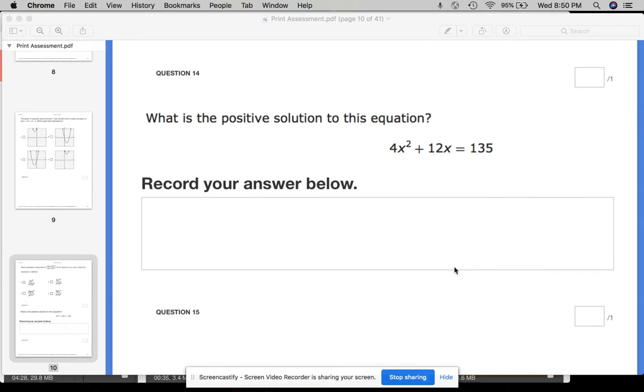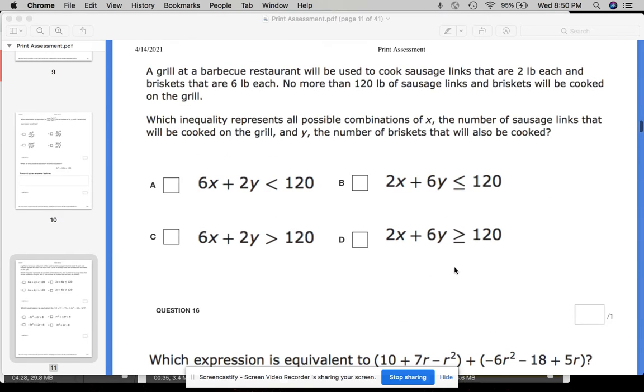Question 14. What is the positive solution to this equation? 4x squared plus 12x equals 135. Record your answer below.